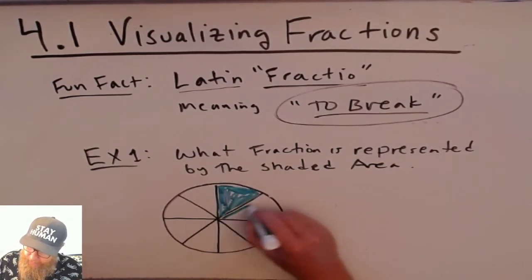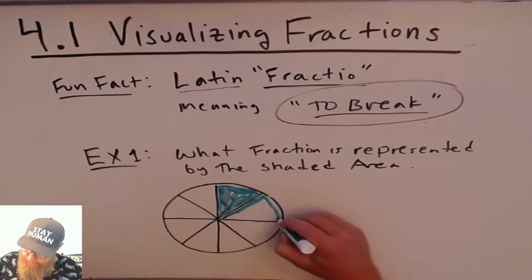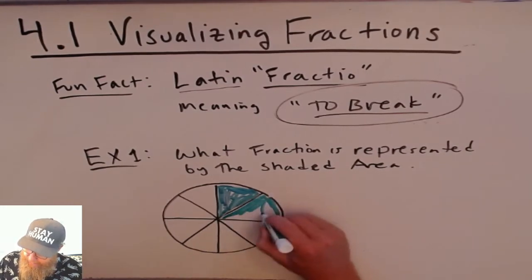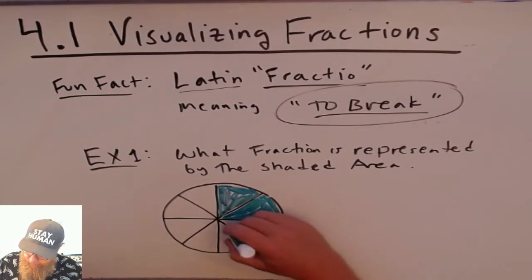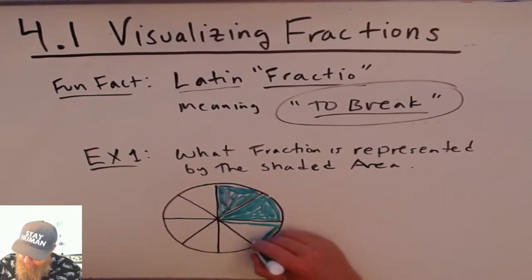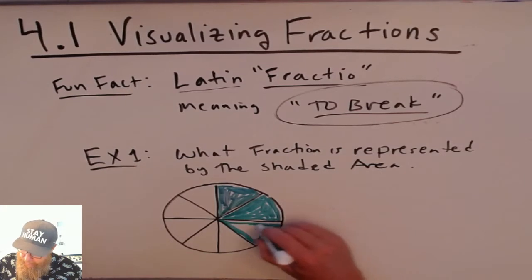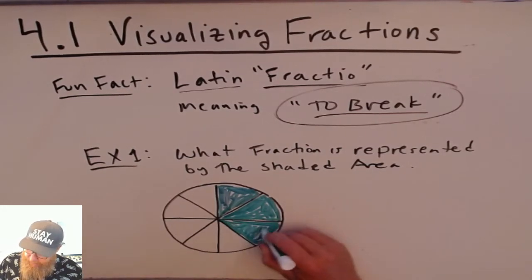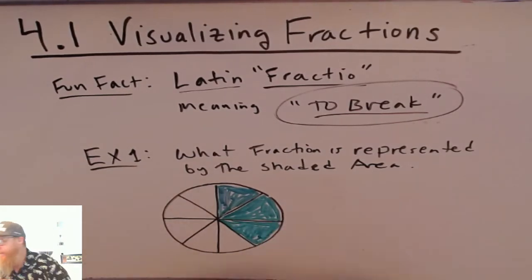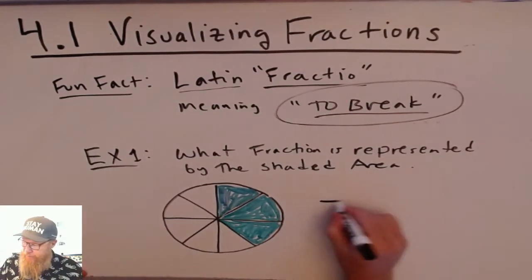So suppose I have a pizza cut into 8 slices, and I'm going to shade 3 of the 8 slices. I know it takes me forever to do this, but there you go. So we have a fraction.